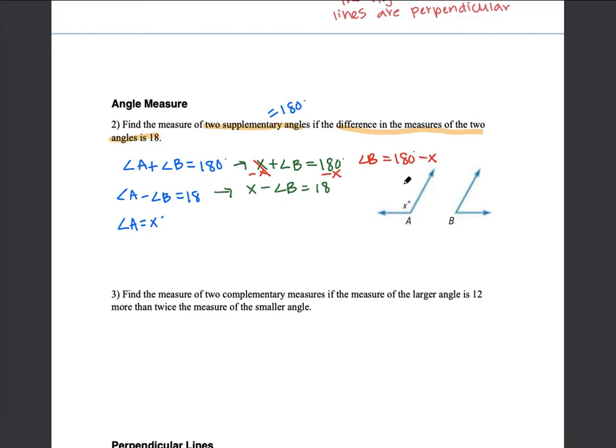I don't know the exact value for angle B, but I have something that I can rewrite angle B as. Since I have angle B is equal to 180 minus x, I can take that and substitute it into this second equation. So I can rewrite it as x minus angle B, which is 180 minus x, all of that should equal 18.